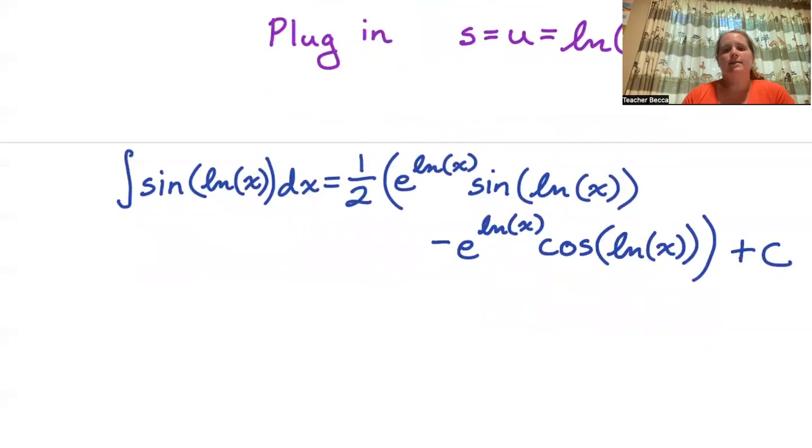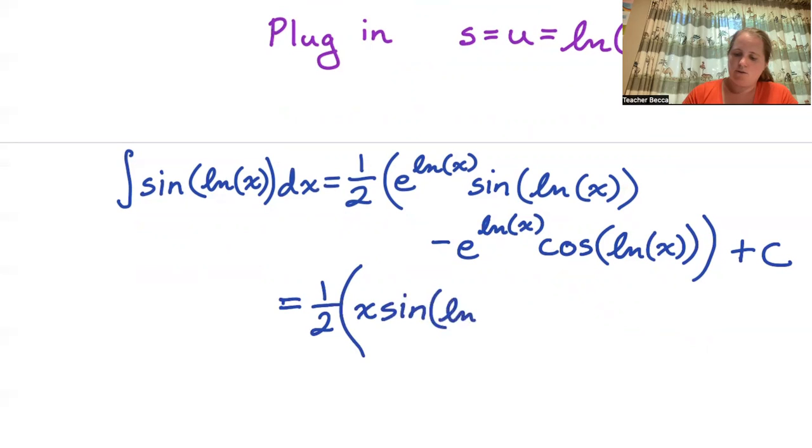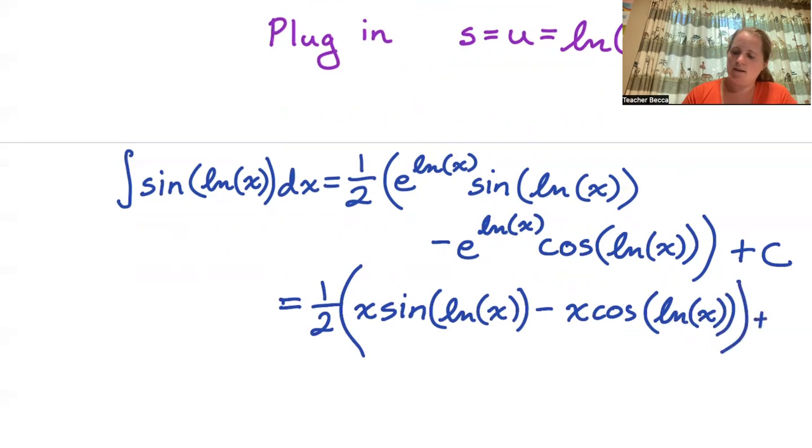Of course, e to the natural log of x is simply x. So we wind up with this integral is equal to 1/2, then in parentheses, x times sine of natural log of x minus x times cosine of natural log of x, and the parentheses, and then plus c.